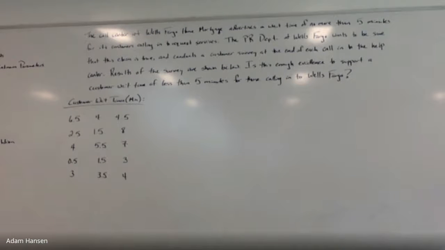Let's use those conditions and test statistics to conduct this one sample means hypothesis test using a t-score. The call center at Wells Fargo Home Mortgage advertises a wait time of no more than 5 minutes for its customers calling in to request their services.